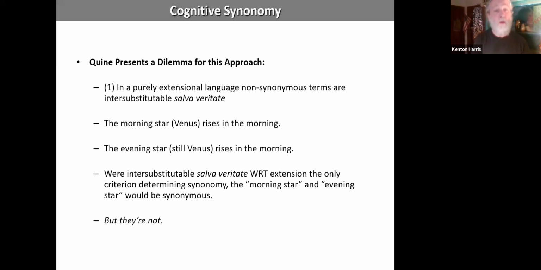So, the morning star rises in the morning. The evening star rises in the morning. Well, we know that those two sentences are not both true, because we know that morning star and evening star are not synonymous. Were intersubstitutability salve veritate with respect to extensions only the criterion determining synonymy, the morning star and the evening star would be synonymous, but they're not.